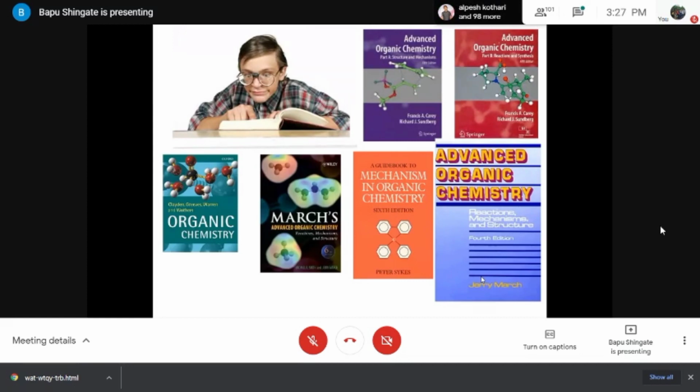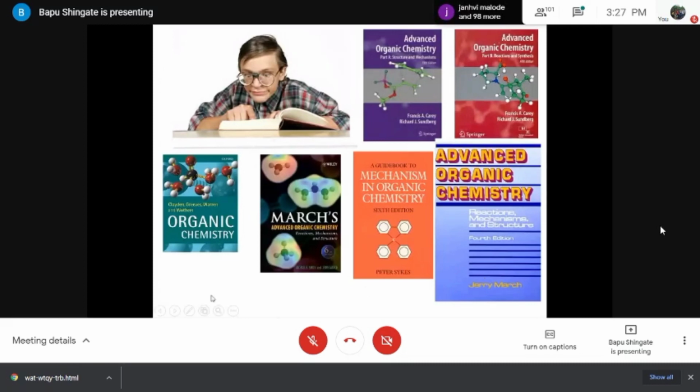Reading of quality books. I don't know what kind of books you are referring to for your post-graduation program, because after a year or after 6 months you will become a master in organic chemistry. Then what kind of books are you referring to for becoming a master in organic chemistry? You should read quality books. These are the reference books.